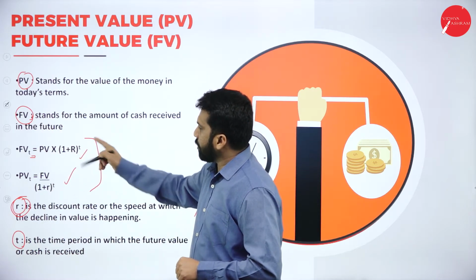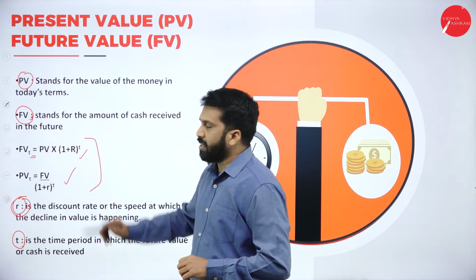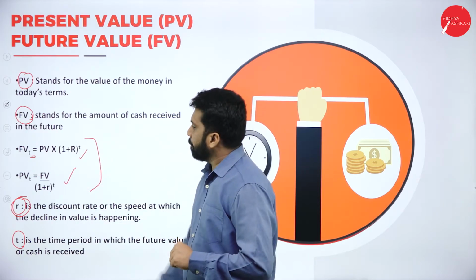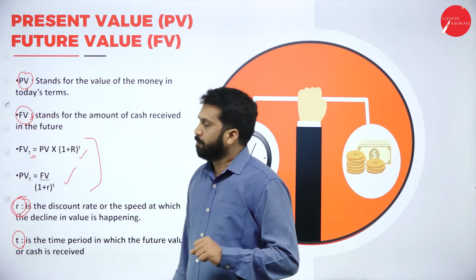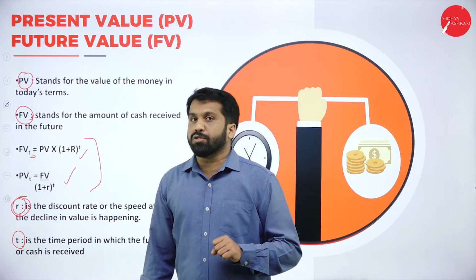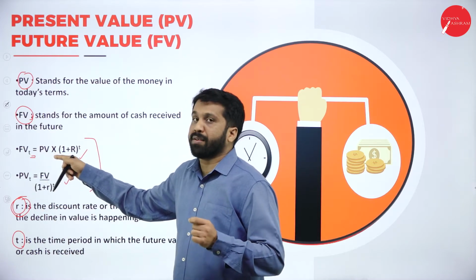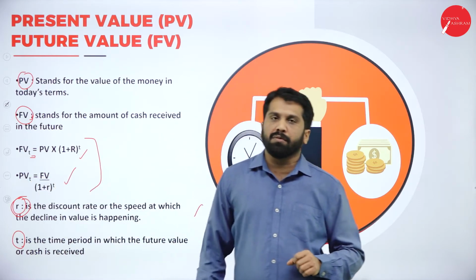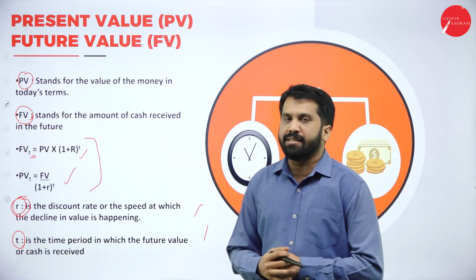1 plus r to the power of t. Remember, r should be in small letter. I have written it in big letter, but it should be small letter. Here we multiply with present value. Here we divide from future value. If you want to find out future value, you should know the present value. If you want to find out the present value, you should know the future value. These are the concepts, so we have to remember them.